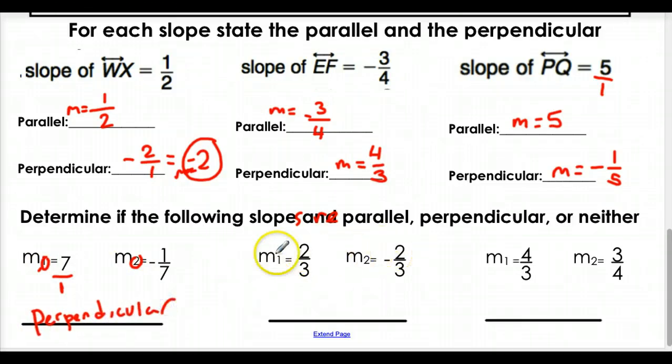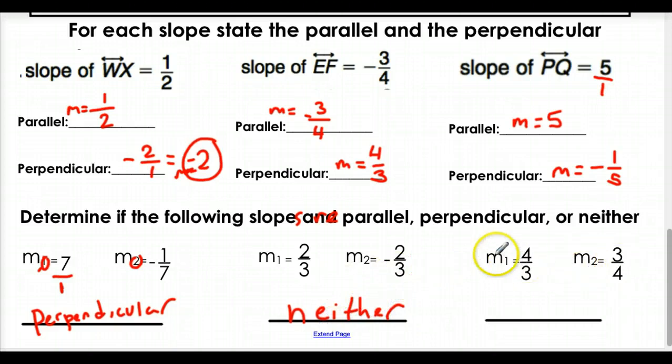Let's take a look at these two. Slope 1 is 2/3. Slope 2 is -2/3. Are these parallel, perpendicular, or neither? Well, they're not the same because one's positive, one's negative. And they're not negative reciprocals. It's just negative, but it's not the reciprocal. So this would be neither.